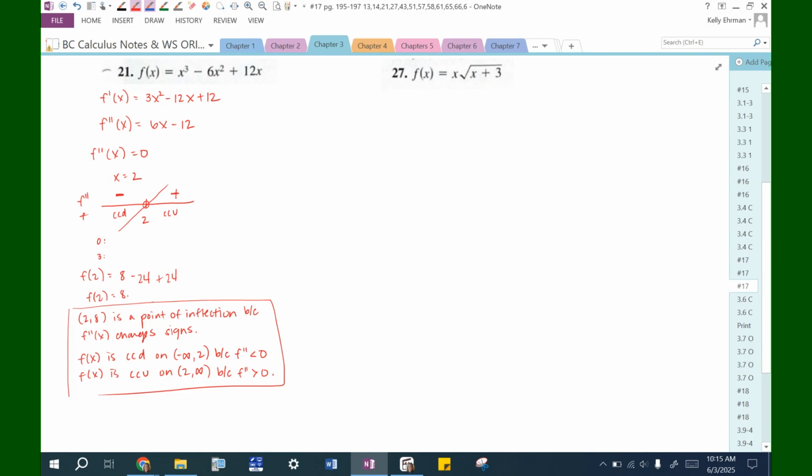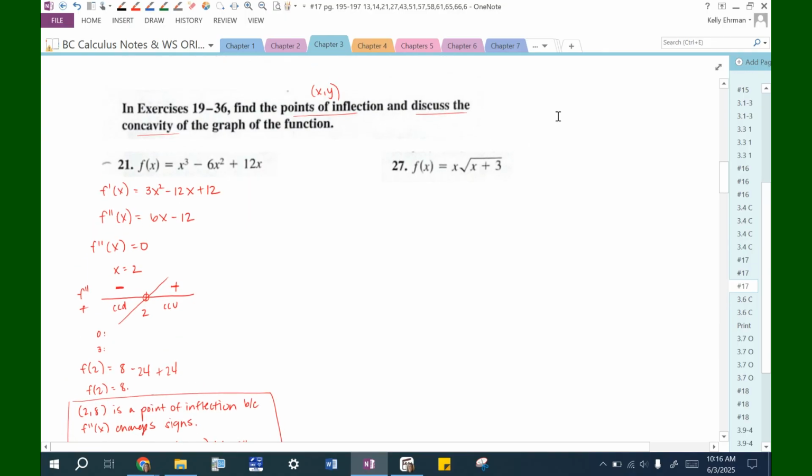Right? Let's do the same thing for 27. This is a little more complicated of a function. We'll have to use product rule here. And remember, this is x times x plus 3 to the 1/2. So let's find f prime of x first. So I like to do first times derivative of the second. So it's 1/2 times x plus 3 to the 1/2 minus 1, so negative 1/2.